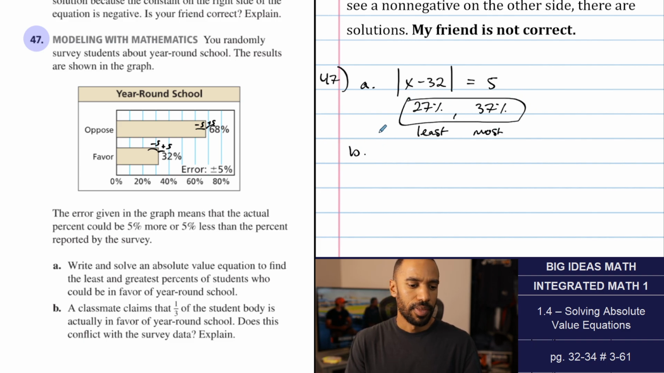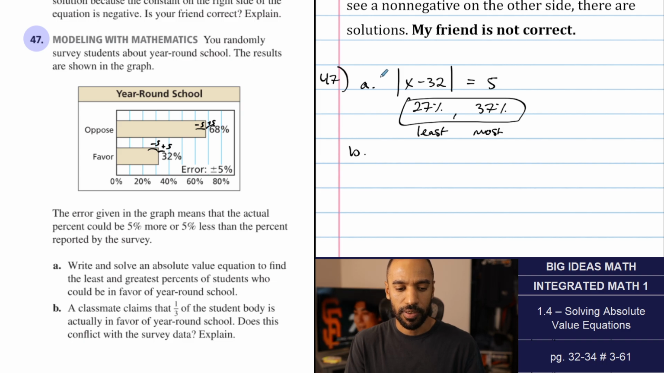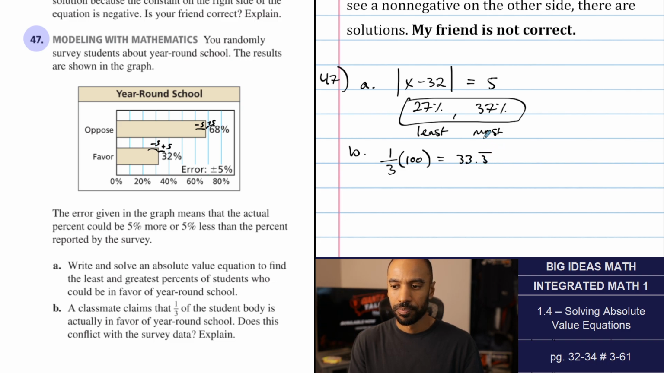Okay, part B. A classmate claims that 1/3 of the student body is actually in favor of year-round school. Does this conflict with the survey data? Explain. 1/3 of the student body would be 1/3 of 100. 1/3 of 100 is 33.3 repeating. This is within your 37% range. It does not conflict with the survey data.